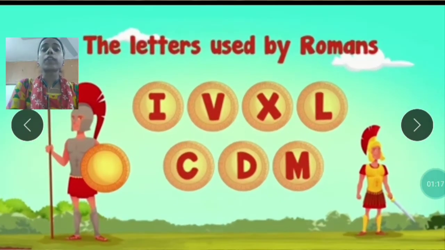Okay, and after that, students, the Romans introduced some letters to write their numbers. And how many letters did they introduce? They introduced a total of 7 letters, and the letters were I, V, X, L, C, D and M. By using these 7 letters, they used to write the numbers. Even we use these Roman numbers on some occasions, or you can see on the face of the clock it has the Roman numbers, isn't it?